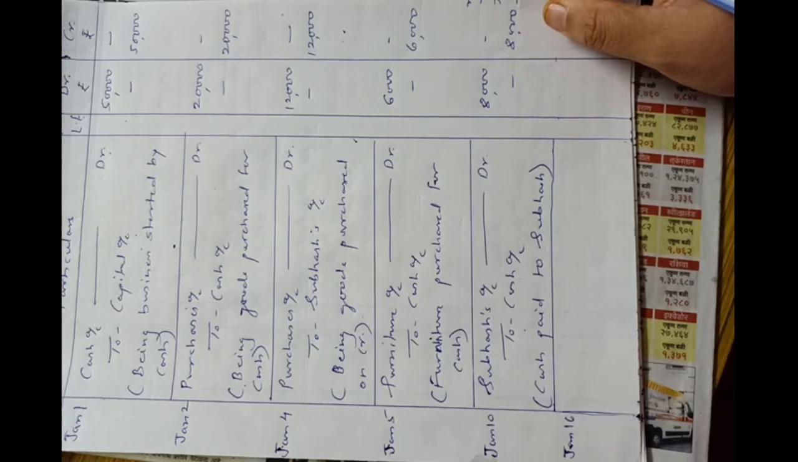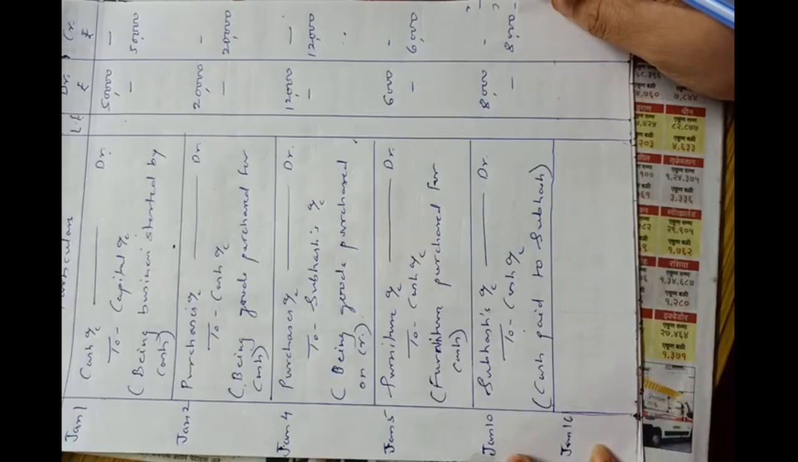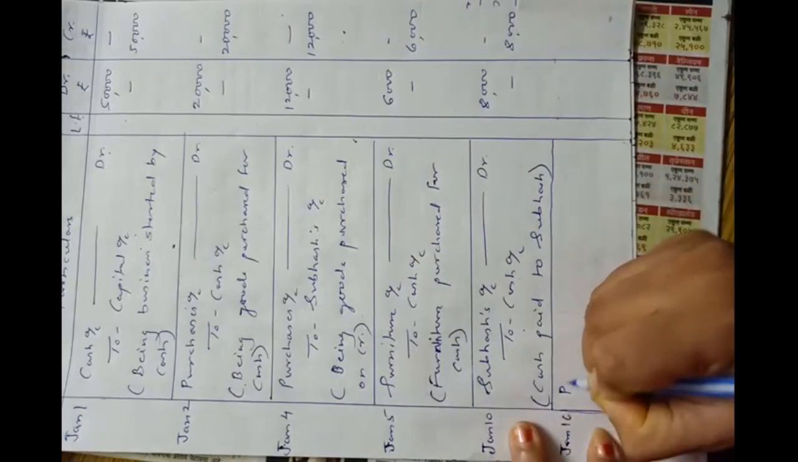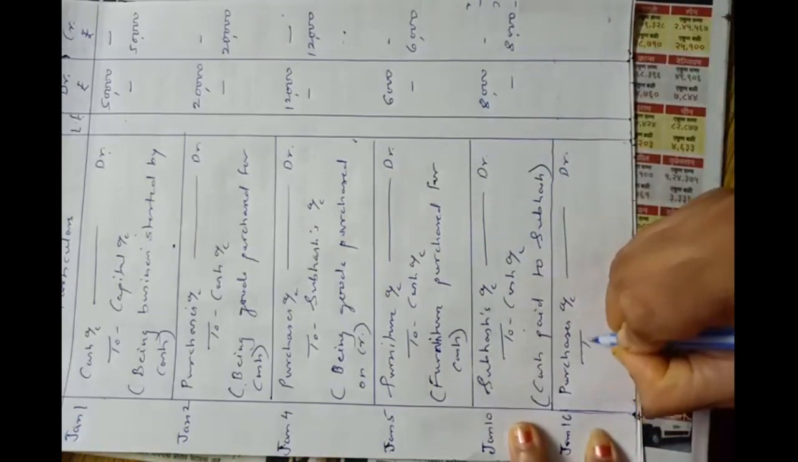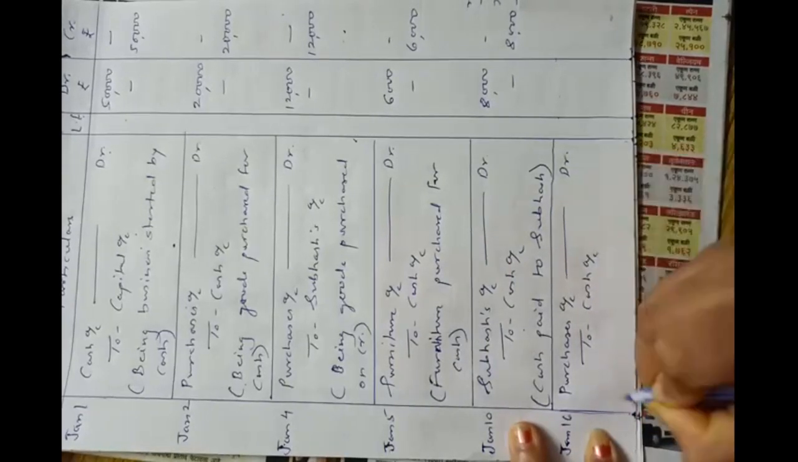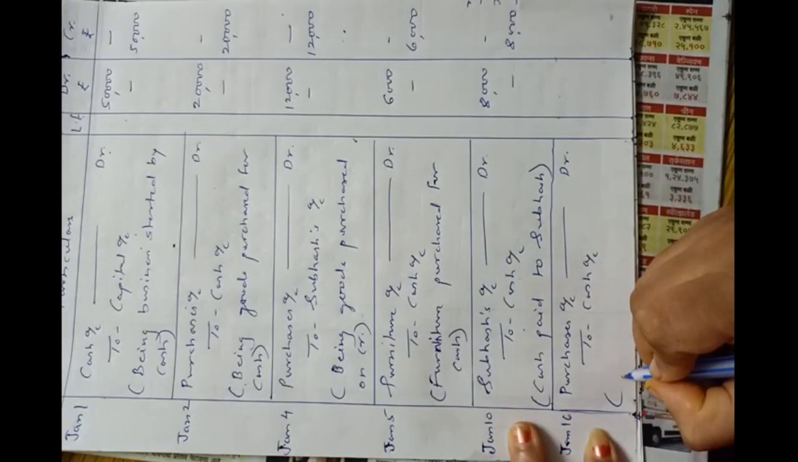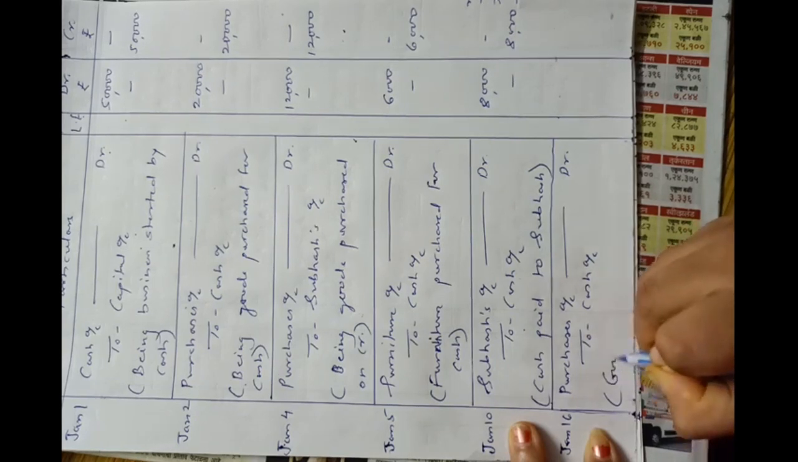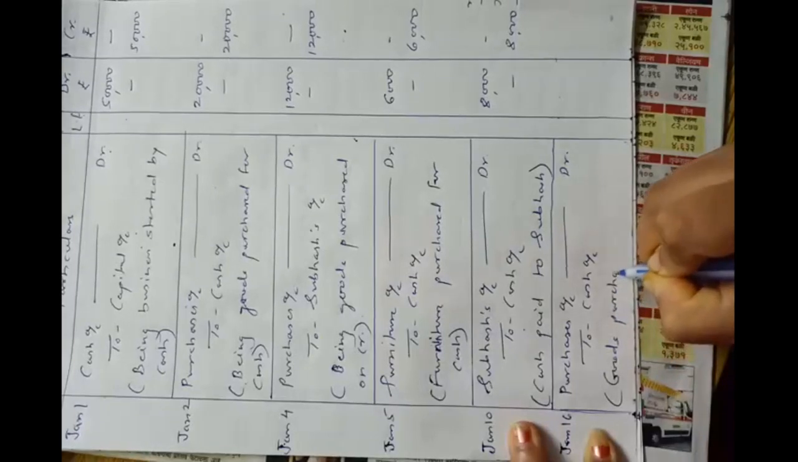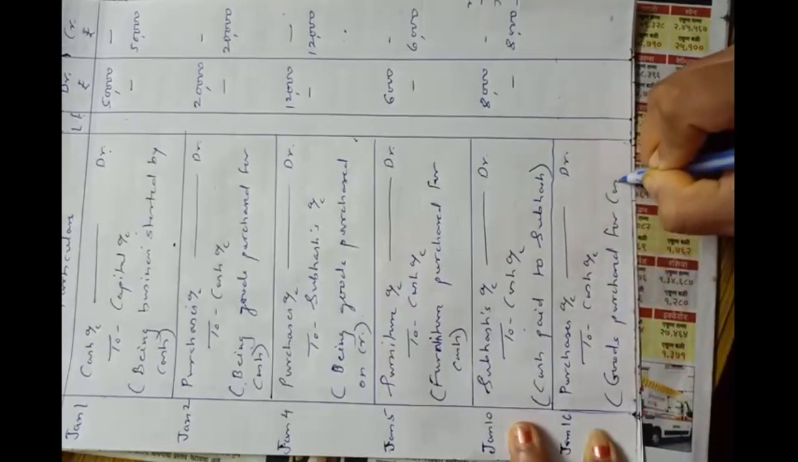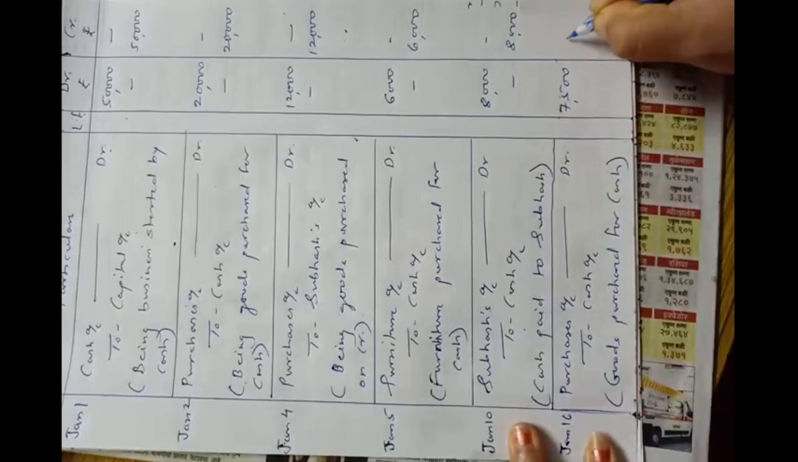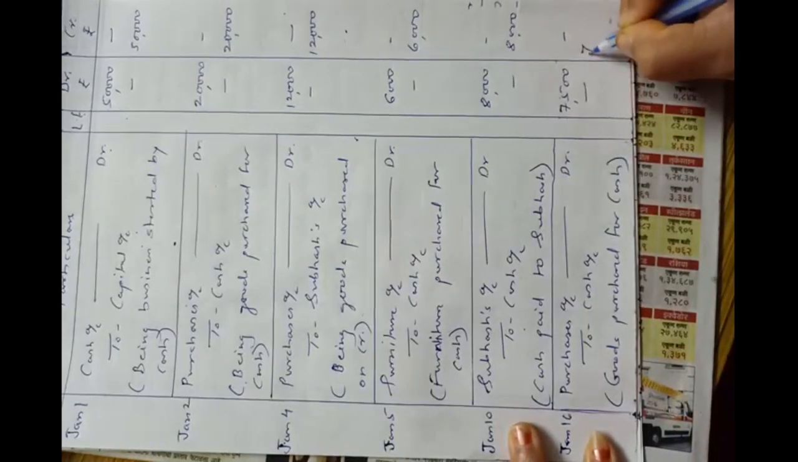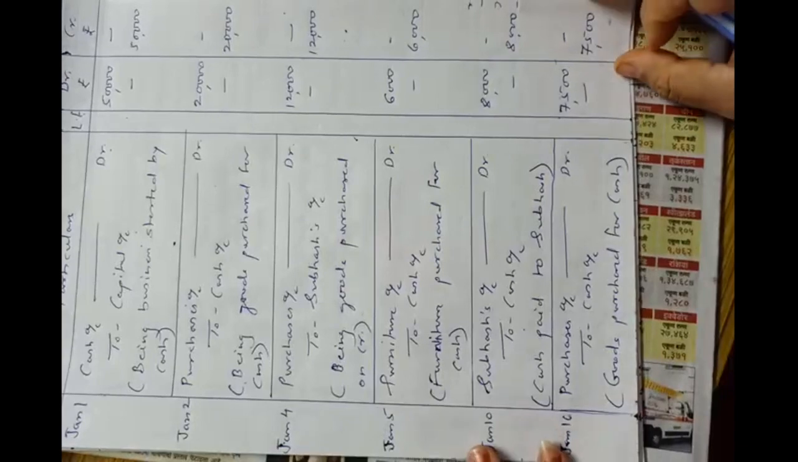Purchased goods from Ravi for cash. This is a cash transaction, and we have decided that purchases account is debited, cash account is credited. So entry will be purchases account debit to cash account. Narration will be being goods purchased for cash. And the amount is 7,500. So purchases account will be debited by 7,500. Cash account will be credited by rupees 7,500.